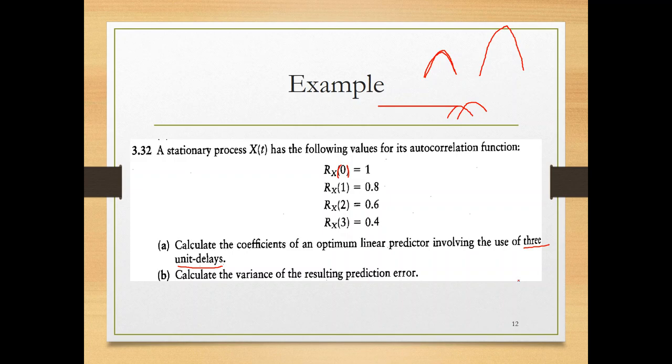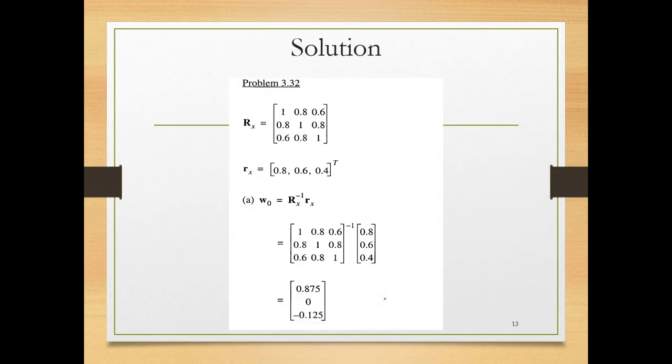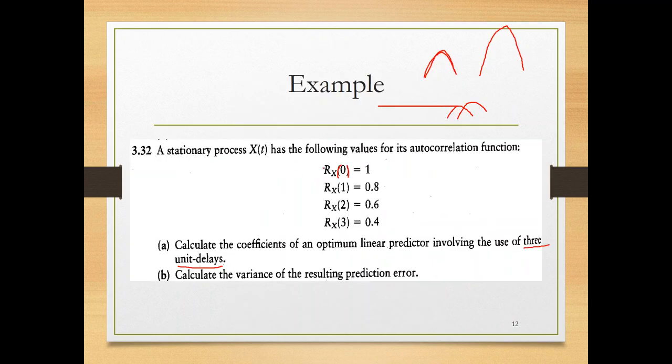You can calculate up to 4 by 4 in some cases, if the matrix follows some pattern. But when the dimension of the matrix increases, it becomes really hard to follow the calculations. After you calculate these weights, the question is asking about calculating the variance of the resulting prediction error, sigma squared. So what do you need to do?